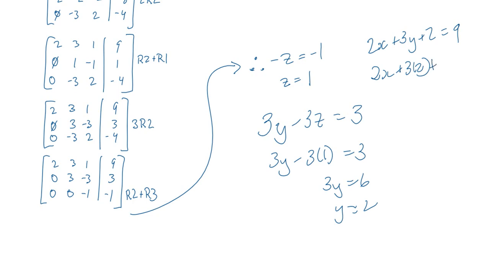Okay. Plus, what was z? z is 1, equals 9. Okay. So 2x equals 9 minus 6 minus 1.